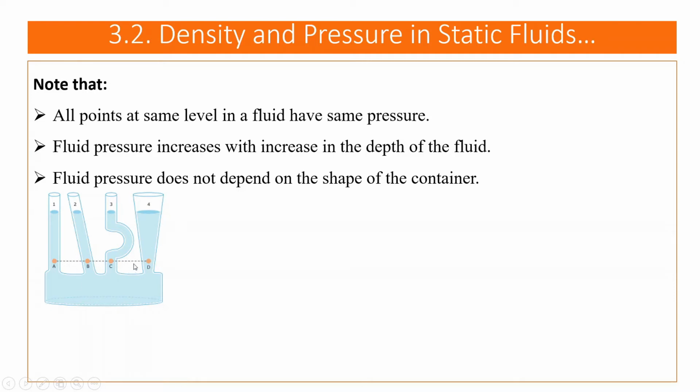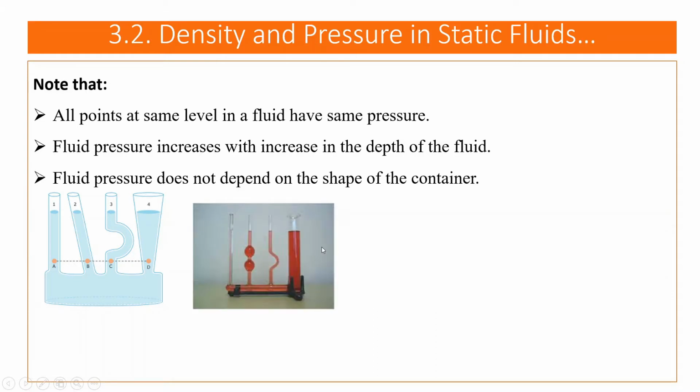When you compare these pressures at points A, B, and C, they are equal, whatever the shape of these containers is. The pressure at A is equal to the pressure at B is equal to the pressure at C is equal to the pressure at D. So they always have the same pressure. Okay, so in reality, the picture is just like this one. In a laboratory, you can get such instruments to see the pressure with different shapes.